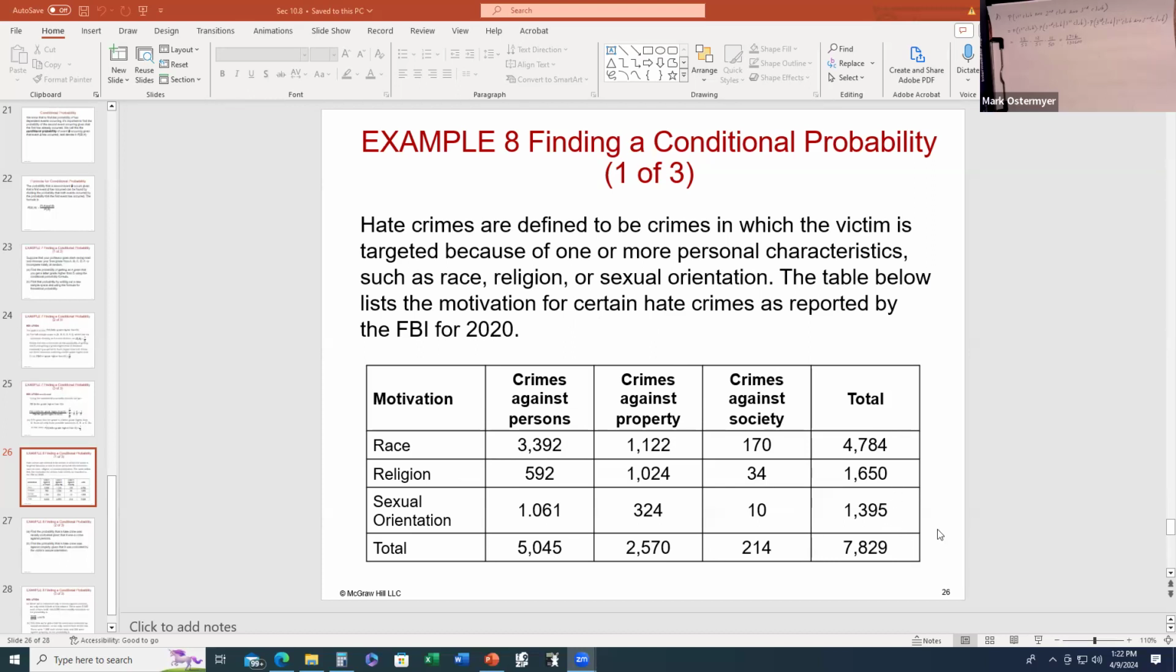Question, how many, ladies and gentlemen, crimes were surveyed for this investigation? How many total crimes? 7,829. That's correct. 7,829 crimes were investigated, and this is how they basically find their location in this contingency or frequency table here, okay?